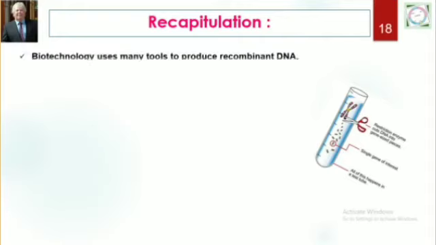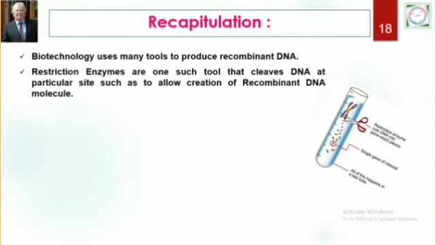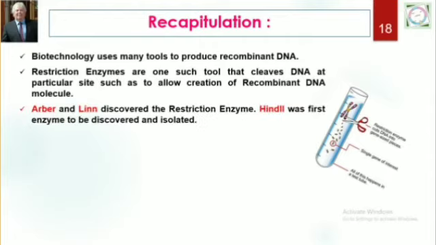So today we have seen two important tools of biotechnology: the enzymes, restriction endonuclease and ligase, and a technique to separate the fragmented DNA, which is nothing but gel electrophoresis. So biotechnology uses many tools to produce recombinant DNA. Restriction enzymes are one such tool that cleaves DNA at a particular site, so as to allow creation of a recombinant DNA molecule. Arber and Linn discovered restriction enzymes.